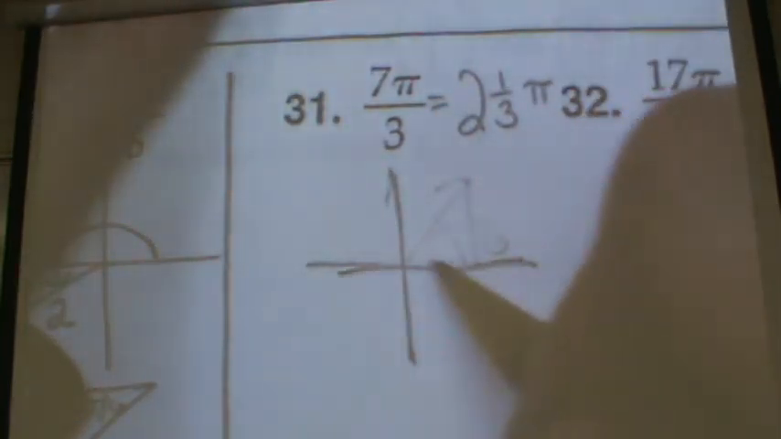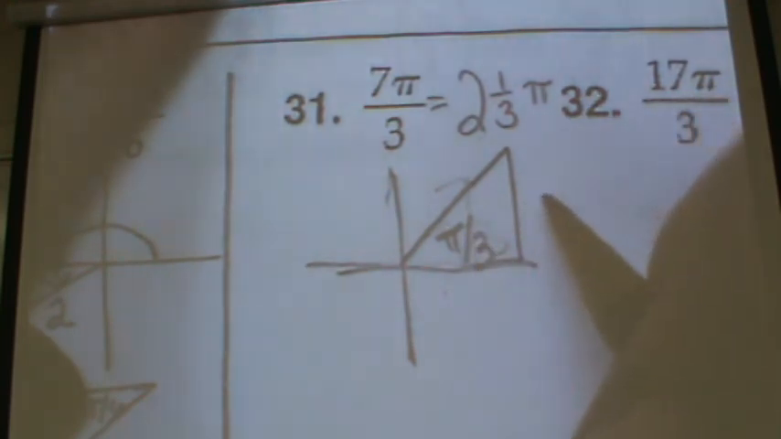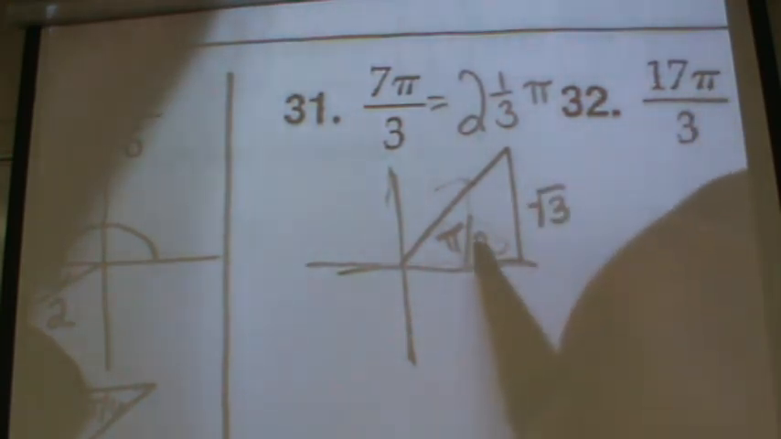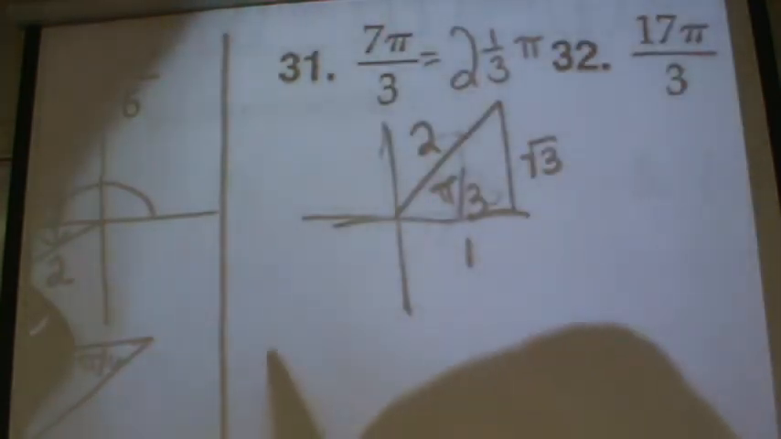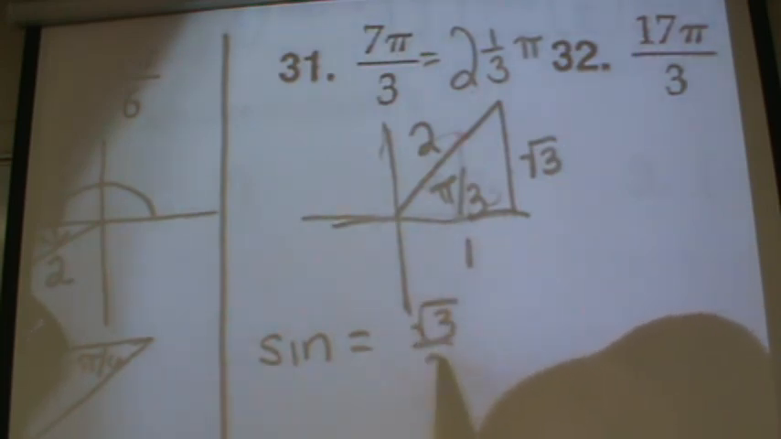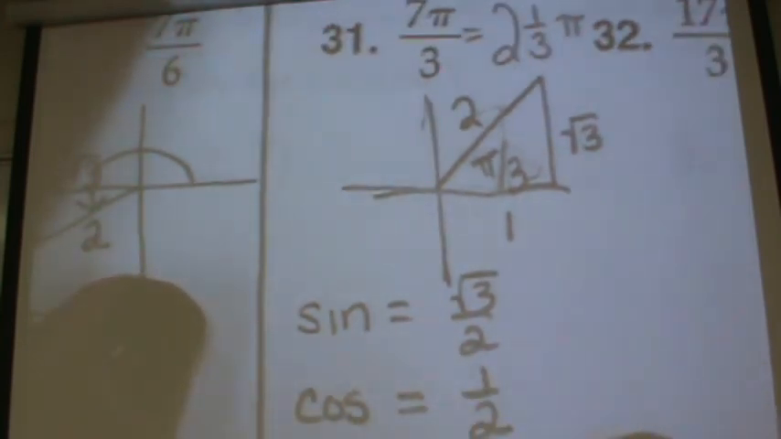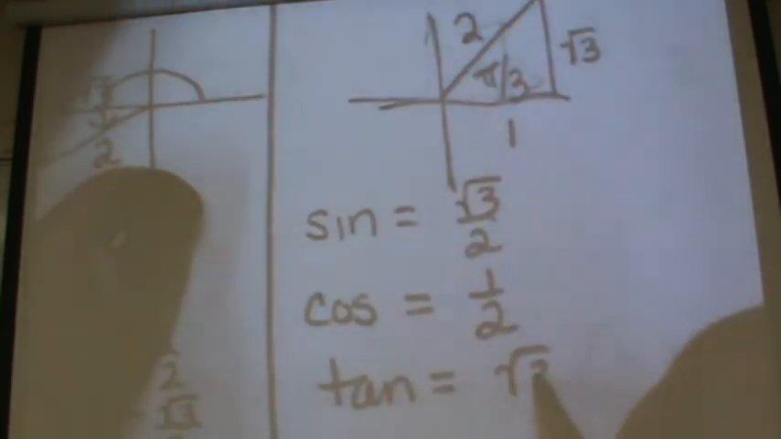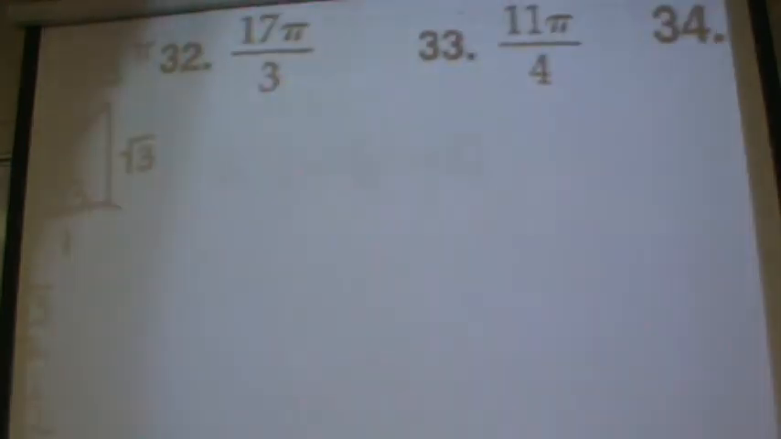So you have pi over 3. What's pi over 3? Reference, 60. 1 and 2. So what is the sine? √3/2. What's the cosine? 1/2. And what's the tangent? √3/1. Are you getting this? Okay, do 33.